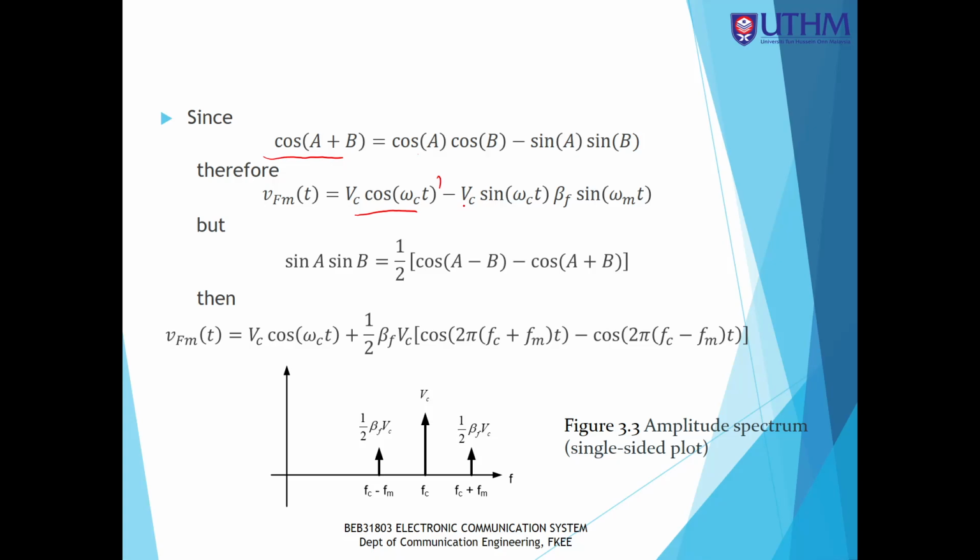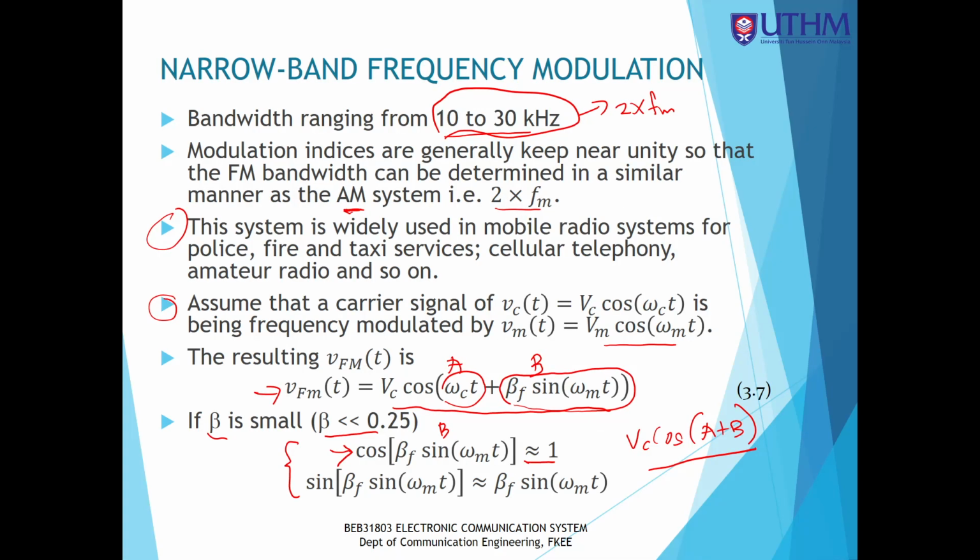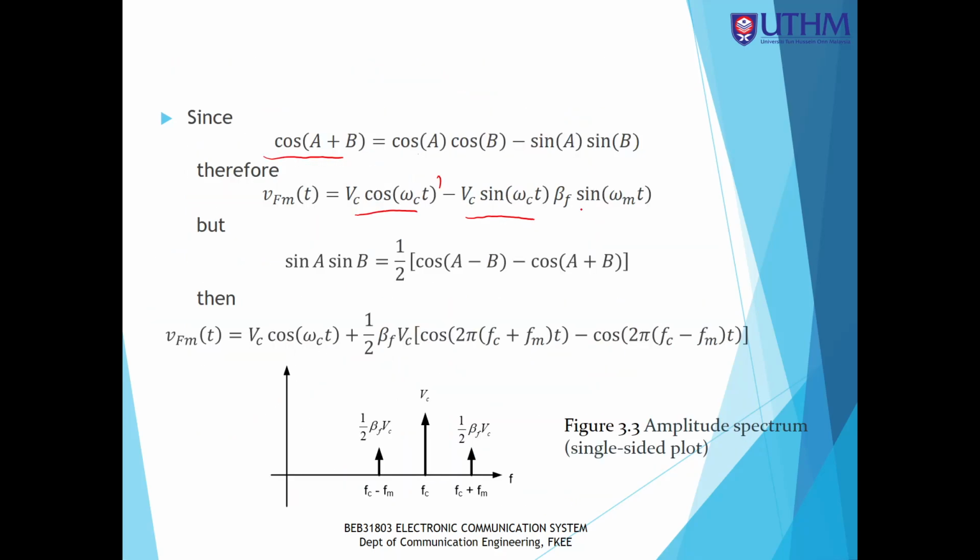Minus sin A, Vc sin omega_c t, times sin B. What is sin B? Sin B is sin of beta_f sin omega_m t, which is approximately beta_f sin omega_m t. So this approximation can be done if beta is very small. So we can put inside the equation sin B as beta_f sin omega_m t.